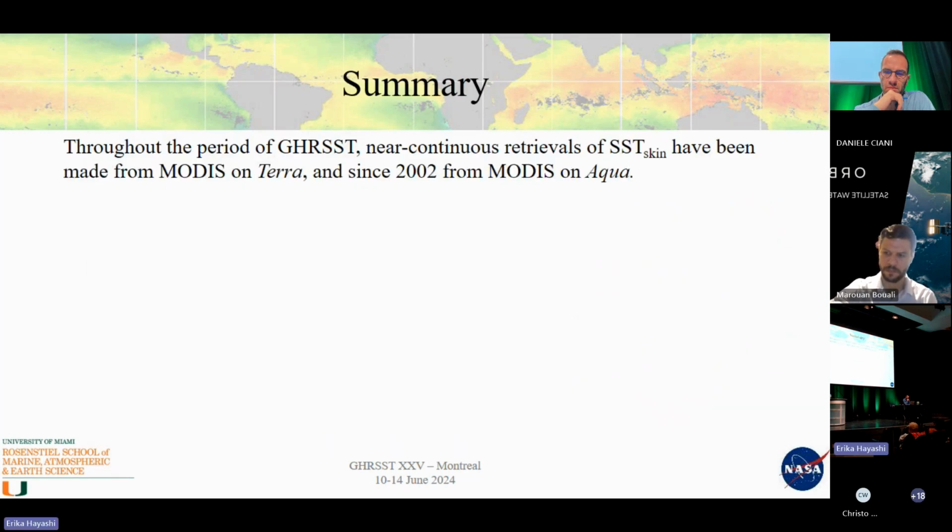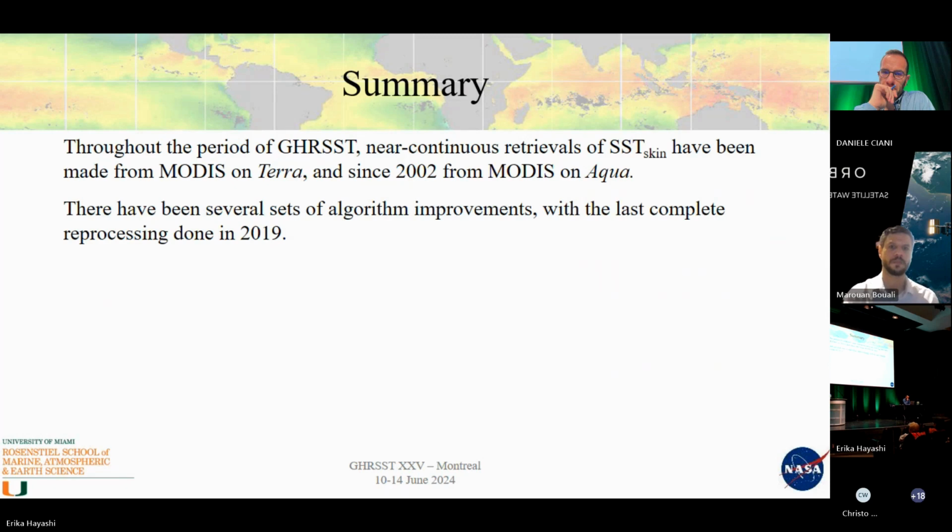So to summarize, throughout the period of GRIST, the two MODISes have been providing very good, very accurate, very stable SSTs. There have been several sets of algorithm improvements, and the last complete reprocessing was done in 2019, and we anticipate that NASA will do a total reprocessing when the instruments are eventually passivated, I think is the term. It means switched off.